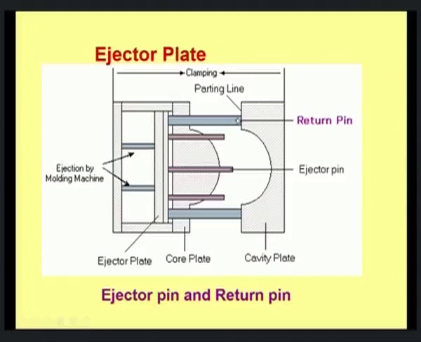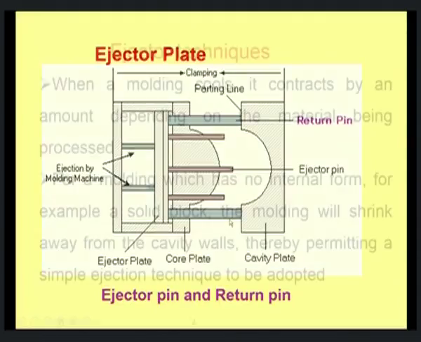Now, this is the return pin. Once the mold closes, this return pin will ensure that this ejector plate moves down, and also the ejector pin would also move down. If the ejector pin and the ejector plates are not going to move down, then once the cavity plate closes the core plate, this is going to damage this mold. So, in order to prevent this, the return pins are normally provided in any molding system.